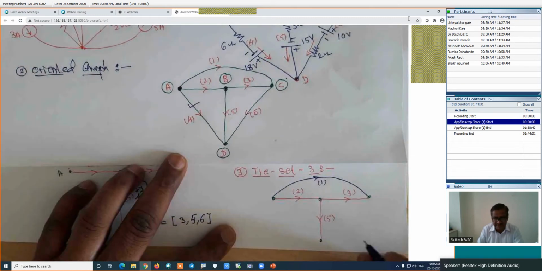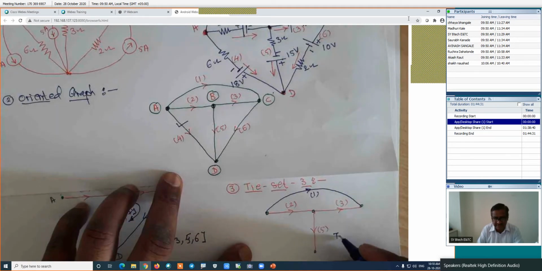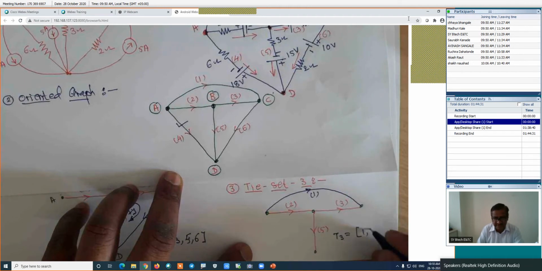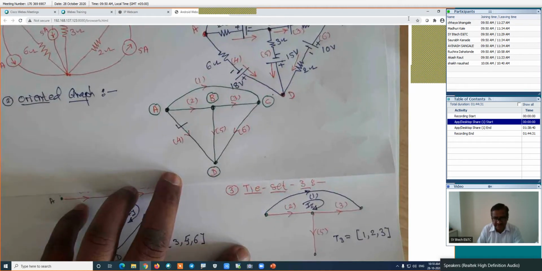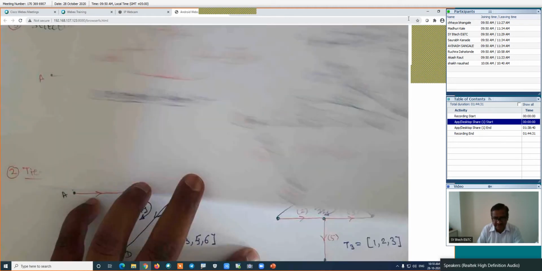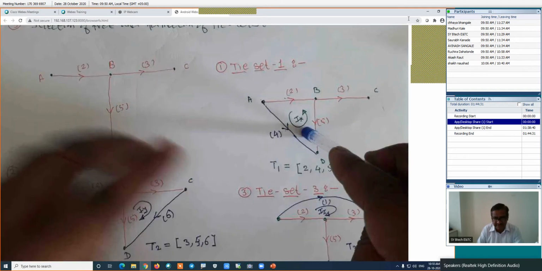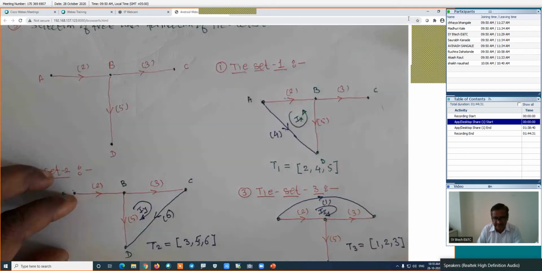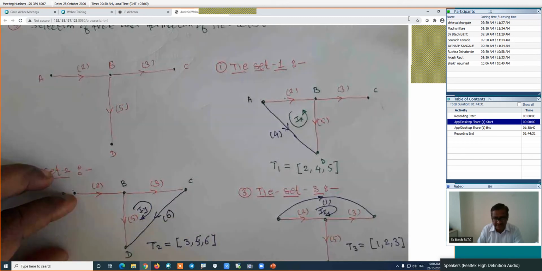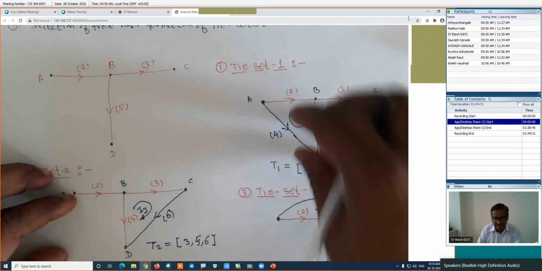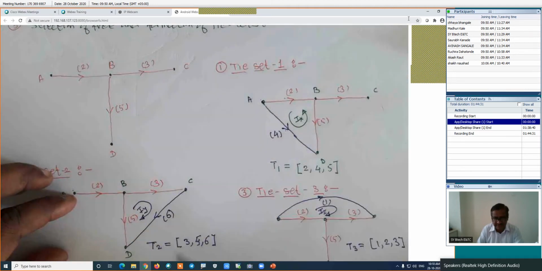In this case, this is the third Triset, T3. This third Triset is branch number 1, branch number 2, and branch number 3, and we will take its current as the third current, which is IZ. I will take the first Triset current as IX, the second Triset current as IY, and the third Triset current as IZ. You can name them first Triset, second Triset, third Triset, or first, second, third, whatever the sequence, that is your choice.